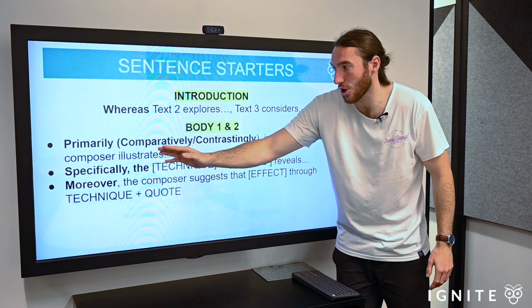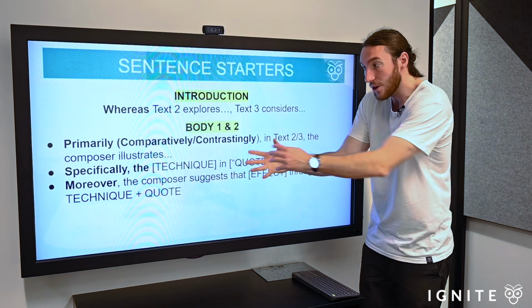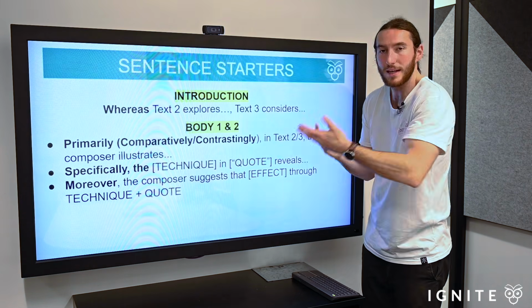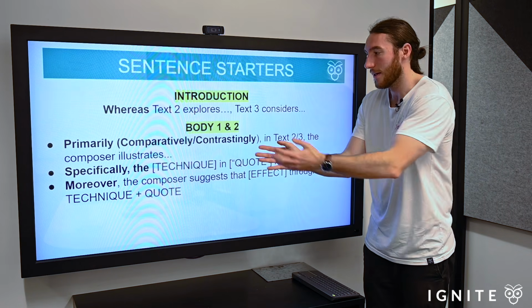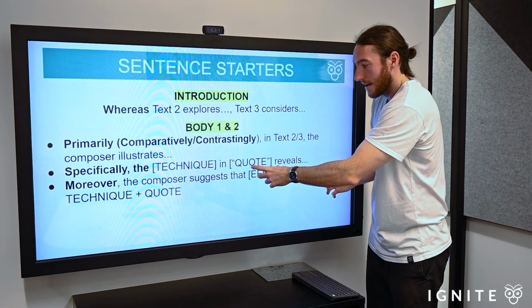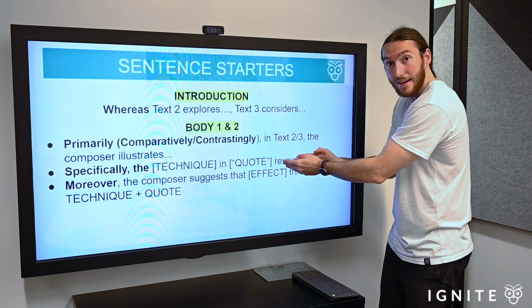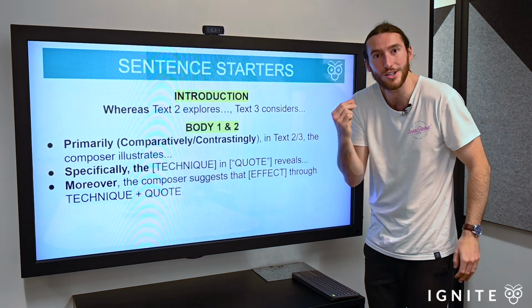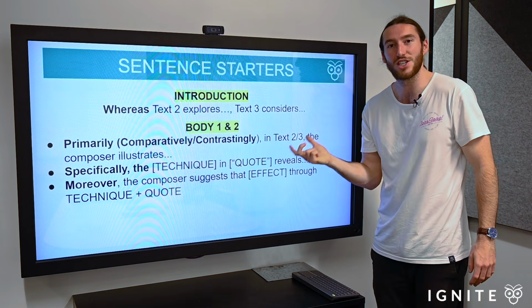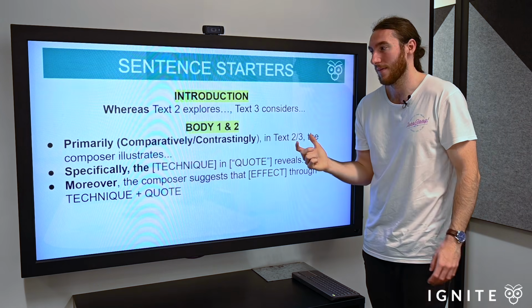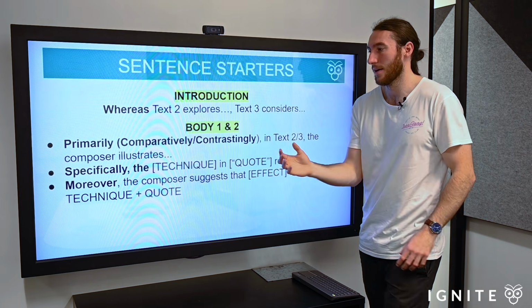Then in the next sentence, go "specifically" and now bring in your evidence. So I like "specifically" because it's like, I'm now going to give you an example. So now bring in the evidence, a technique, and then the quote, and then talk about its effect in relation to the key terms of the question. And use the key terms of the question where possible, and try and make an effort to do that.